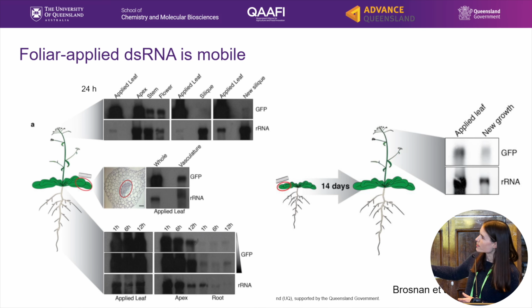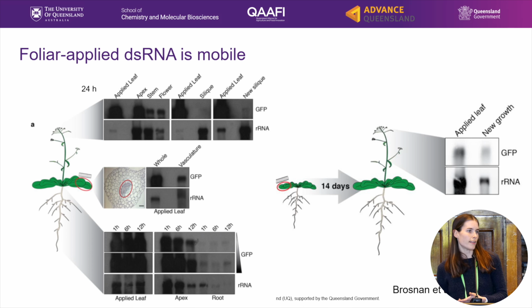So in this experiment, when he applied the double-stranded RNA, the plant wasn't flowering. But then he sampled 2 weeks later, and he actually detected that double-stranded RNA in the flowers. So it's sort of being maintained in the plant. These are healthy, non-infected plants.